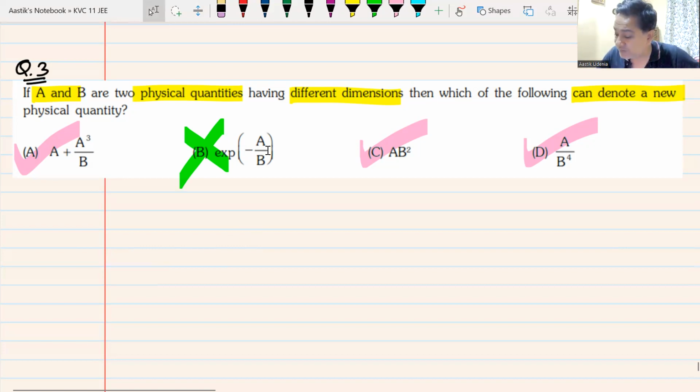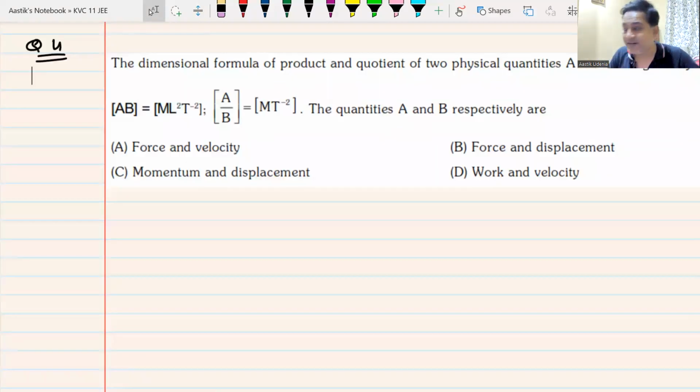I hope everyone is ready for the next one. This is question number 4. The more questions we do, the better you are going to become. The dimensional formula of product and quotient of two physical quantities. This is how they frame the questions. Remember, my dear friends, it's a multiple choice question, but that does not mean that it will always have more than one option correct. The dimensional formula of product and quotient of two physical quantities A and B are given by something.